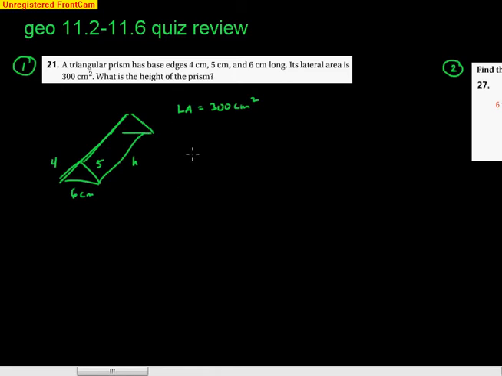So what we're going to do is use the lateral area formula. Lateral area of a prism is the perimeter of the base times the height. They give you the lateral area, it's 300. You can find the perimeter of this base by adding, in parentheses, 4 plus 5 plus 6. So that's the perimeter times the height.